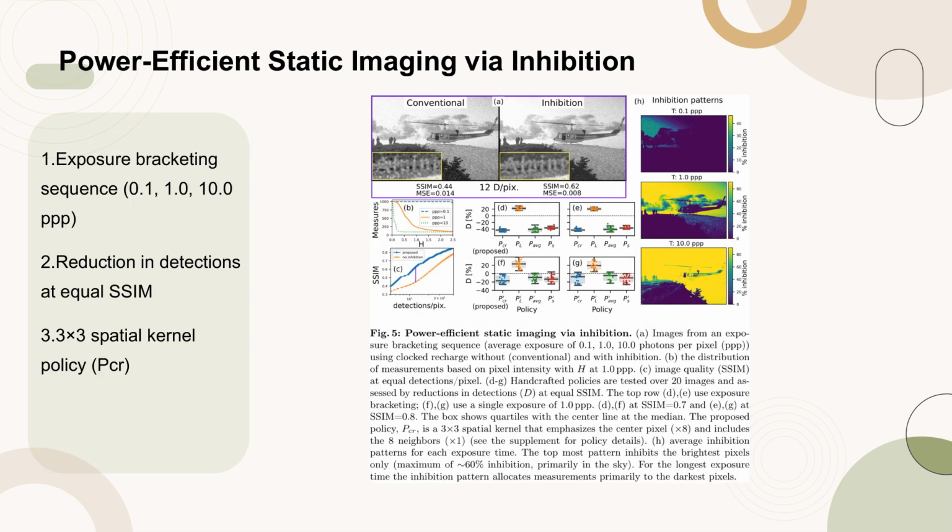Figure 5 illustrates the power-efficient static imaging achieved through inhibition policies. The figure showcases images from an exposure bracketing sequence with average exposures of 0.1, 1.0, and 10.0 photons per pixel, ppp. Panel A: contrast images generated using clocked recharge with and without inhibition.